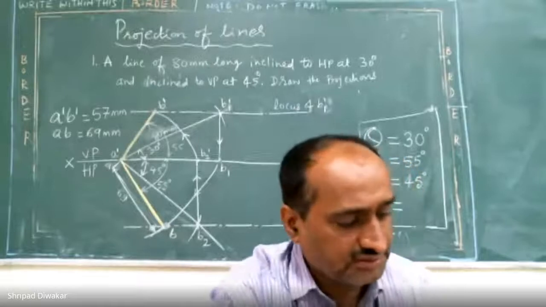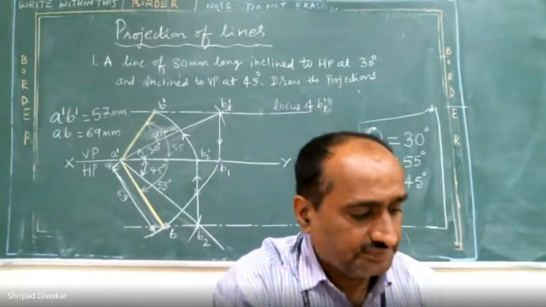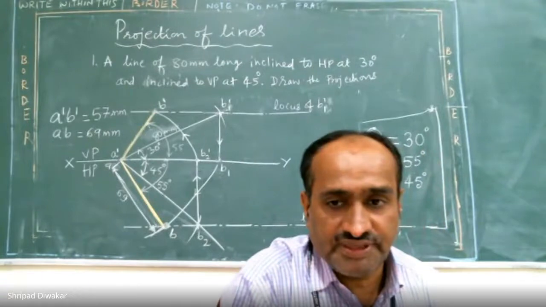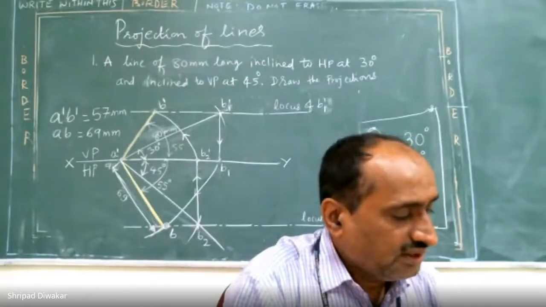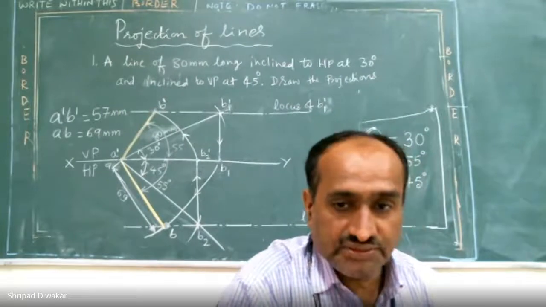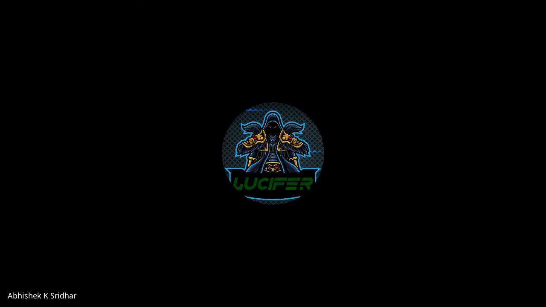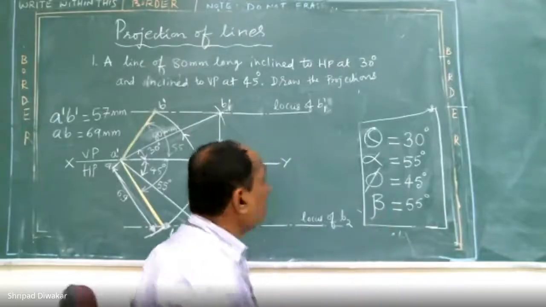What about beta? Beta is the apparent inclination with respect to the vertical plane. Correct. It is the apparent inclination of the line with respect to VP. How much are you getting? Beta, 55. So one more step I forgot here.